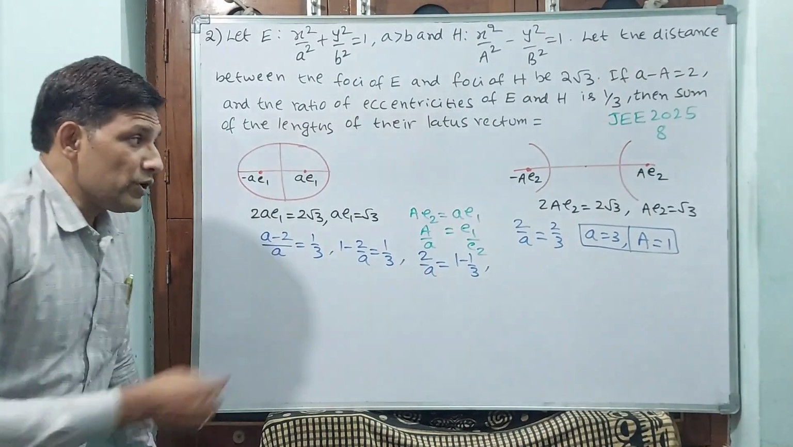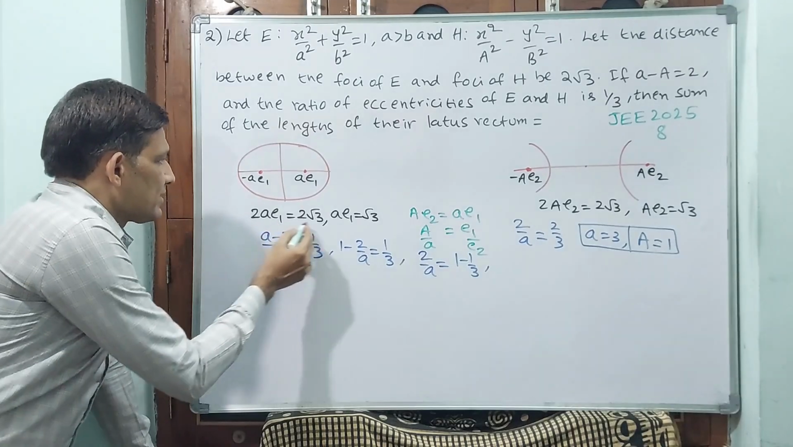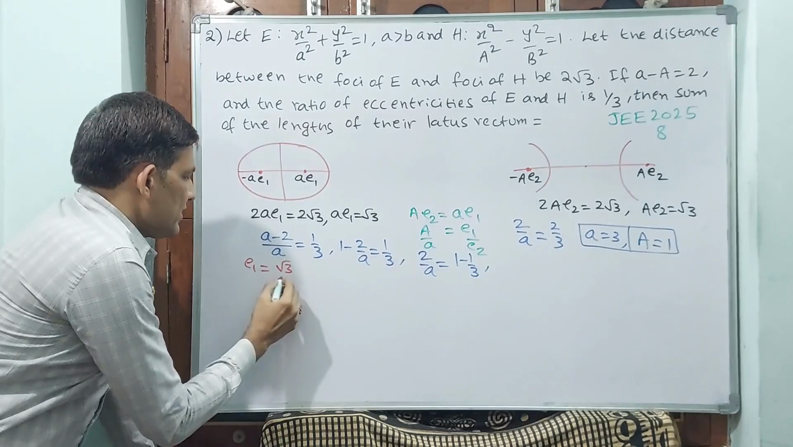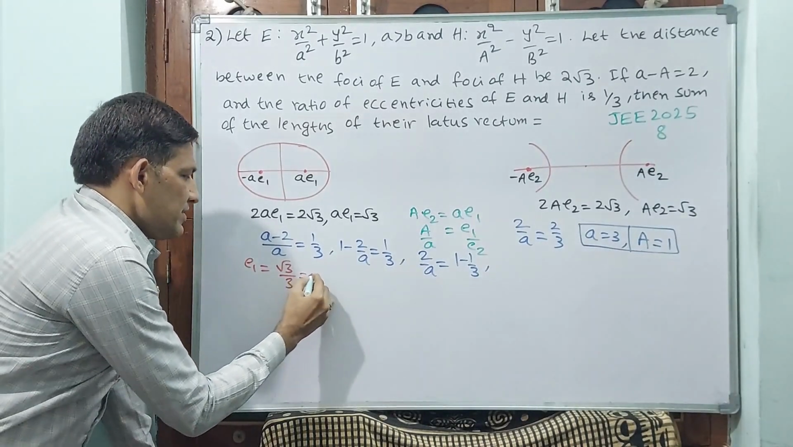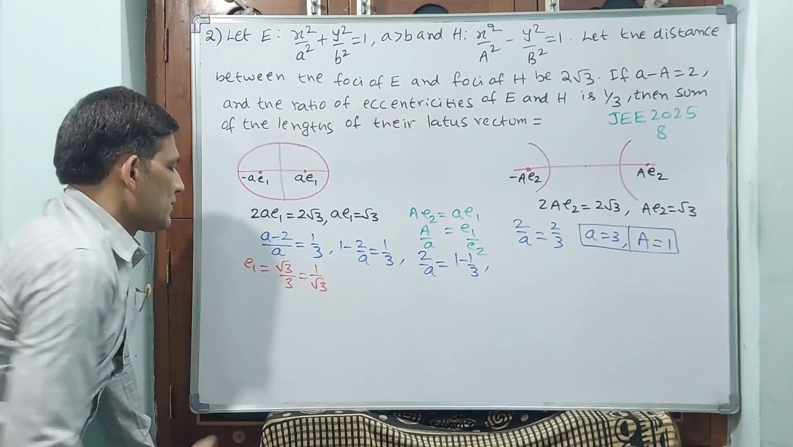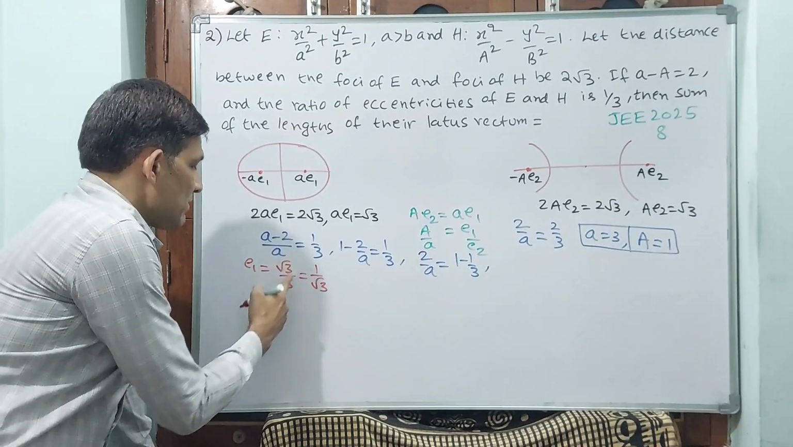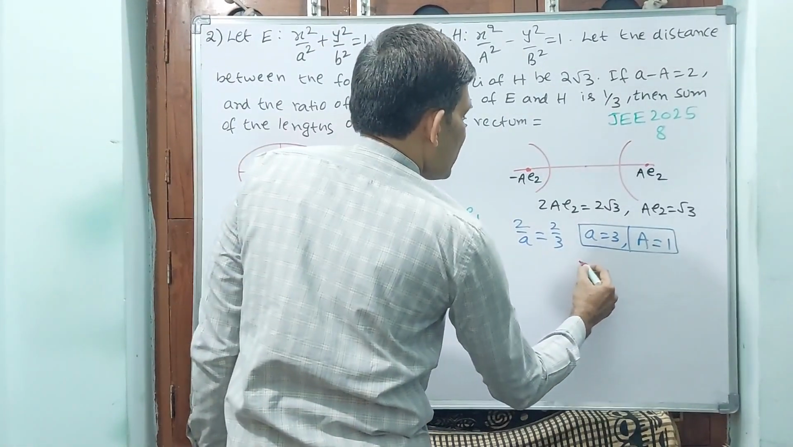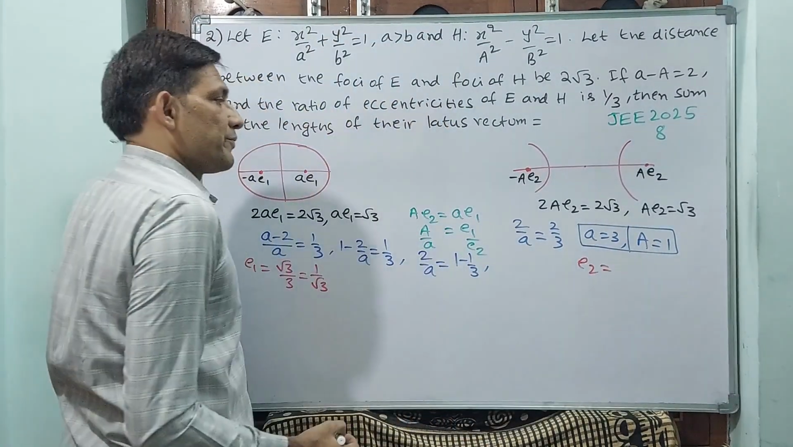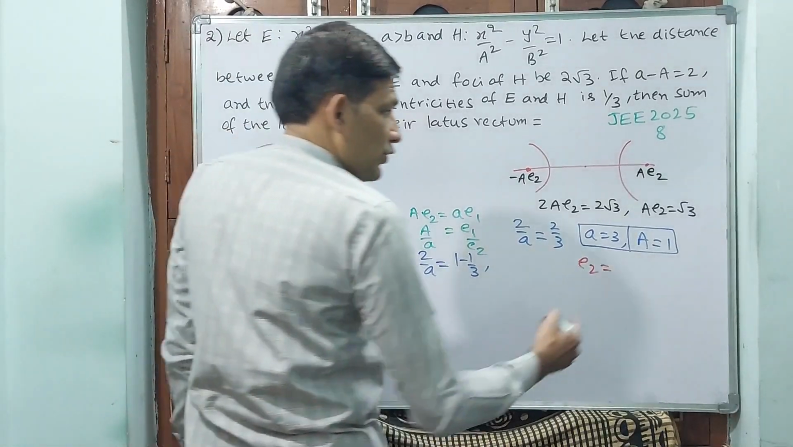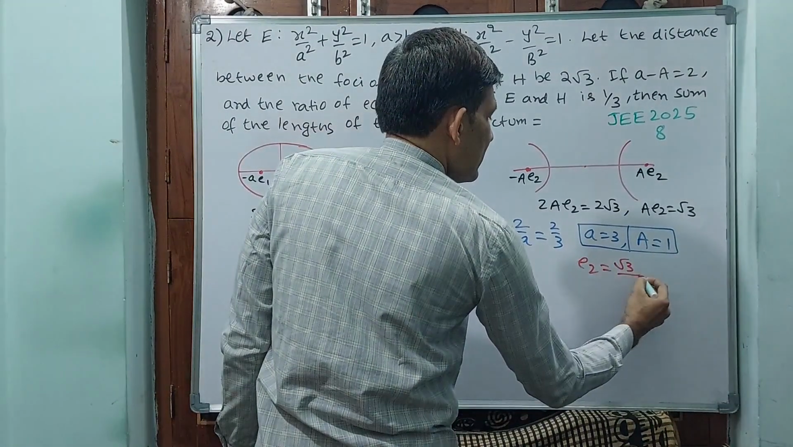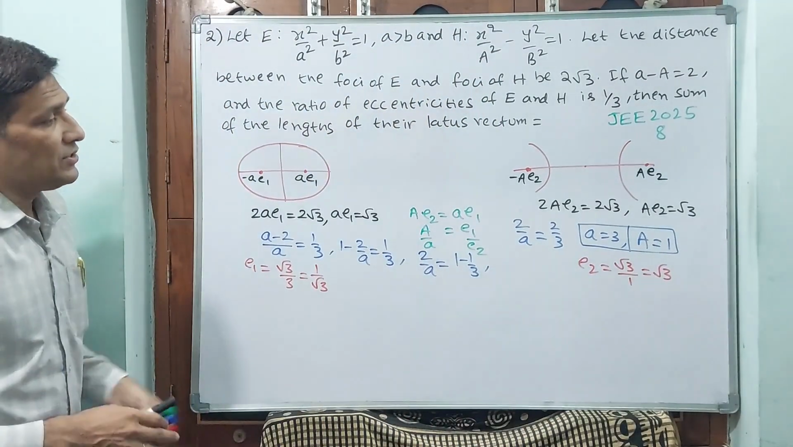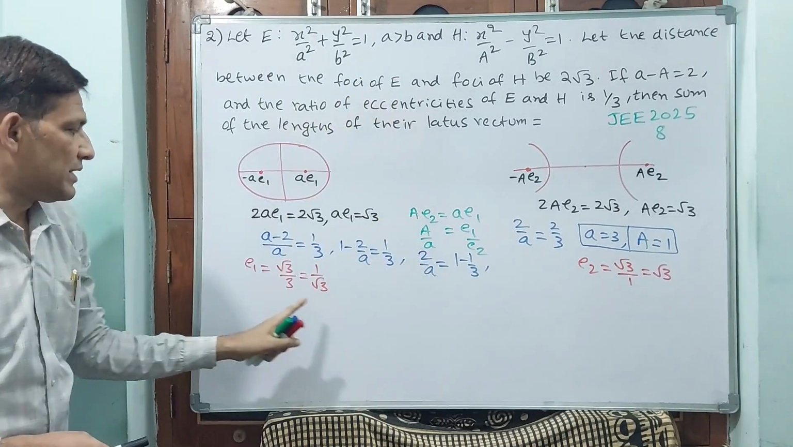If you get small a, then can you get E1? Yes. Because E1 is equal to root 3 by a, which is root 3 by 3, that means 1 by root 3. Now you go for E2 here. E2 is equal to root 3 by capital A, which is 1, that means root 3 only. Because E2 for the hyperbola is always bigger.